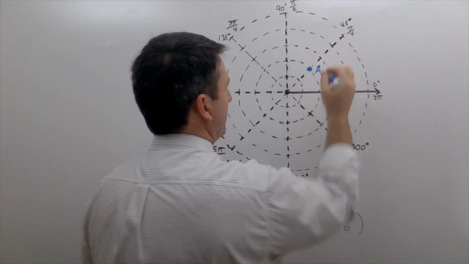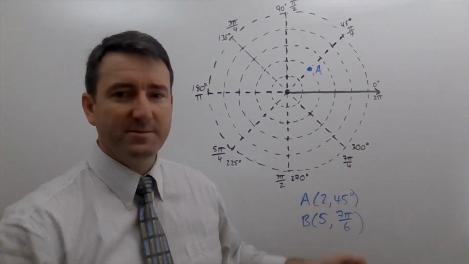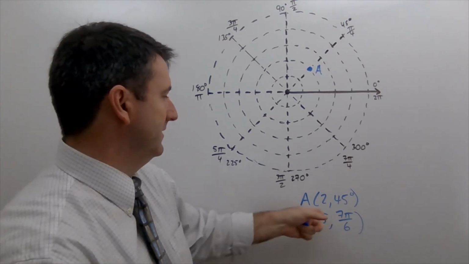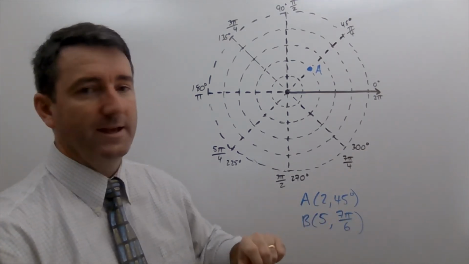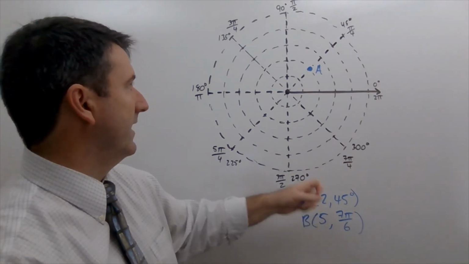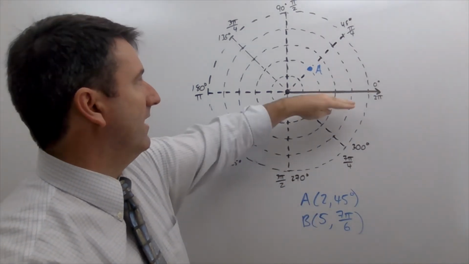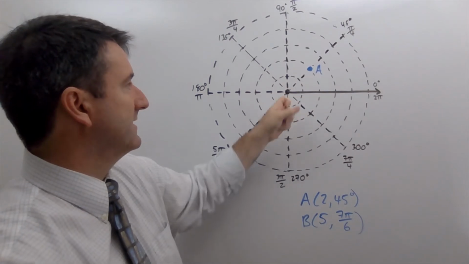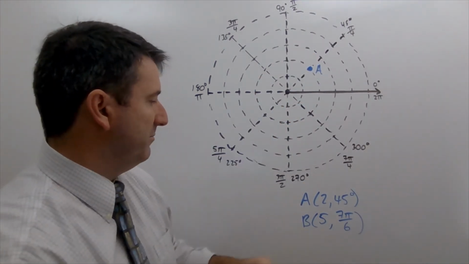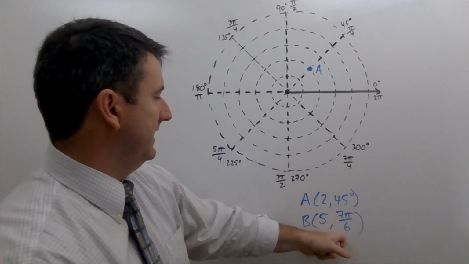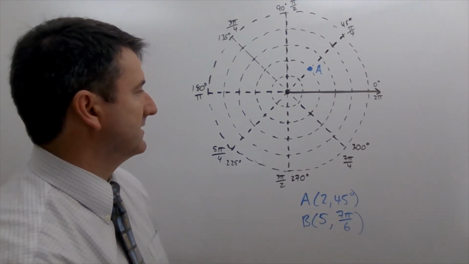That's point A. And sometimes I find it helpful to first look at the angle and then find the radius. So if we go up 45 degrees, we know it's going to be on this line, and we go out 2 from there. All right, point B is going to be at the point (5, 7 pi over 6).